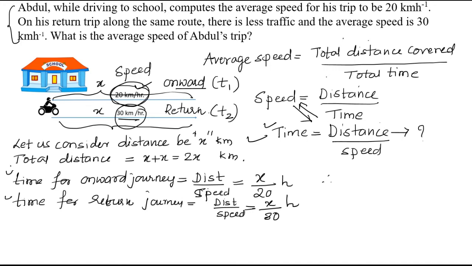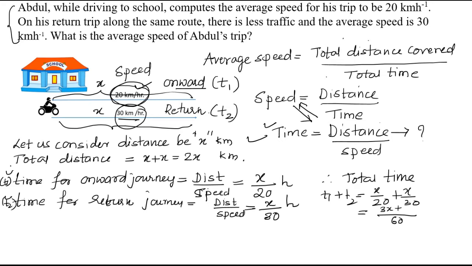Now let me write here, therefore total time, that is t1 plus t2, is equal to x by 20 plus x by 30 hours. The LCM of 20 and 30 is 60, so it becomes 3x and 2x, which is equal to 5x by 60. So we got the time. And what is the time? Total time is 5x by 60 hours.